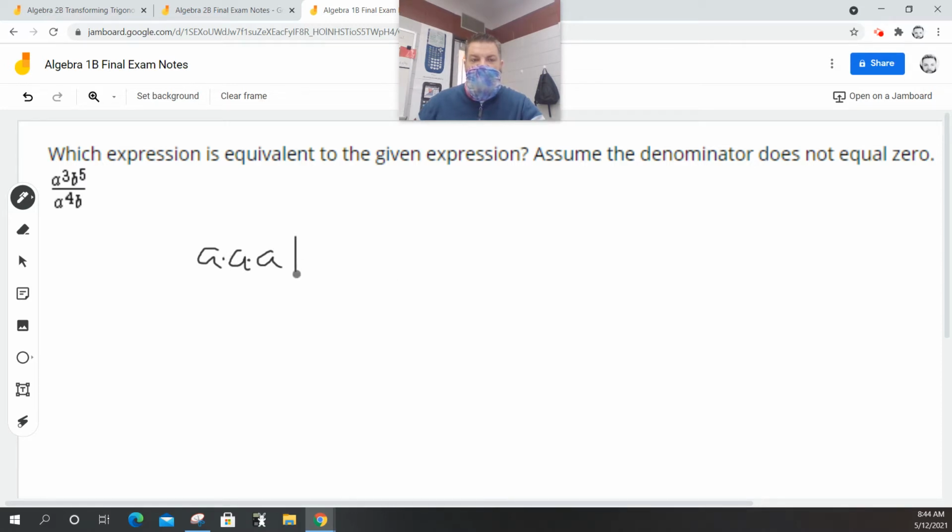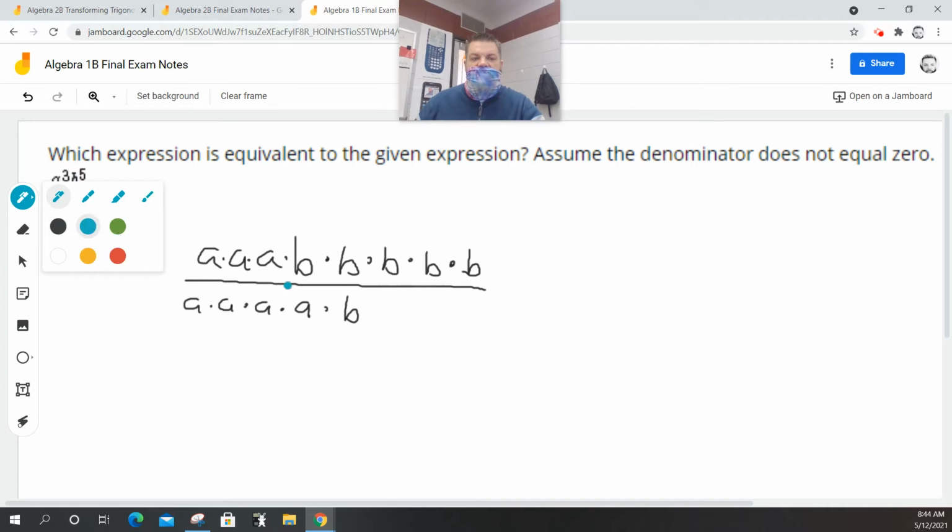Times B to the fifth power means I'm going to have 5 B's, right? So 1, 2, 3, 4, 5. And then in the denominator, I have 1, 2, 3, 4 A's, and just 1 B, B to the first power. So when it comes to the A's, A divided by A is what?